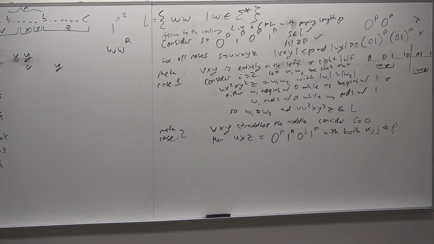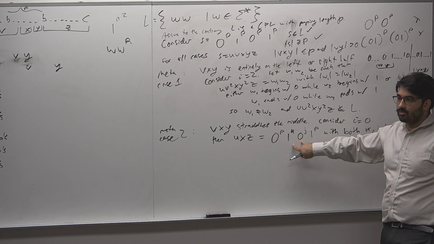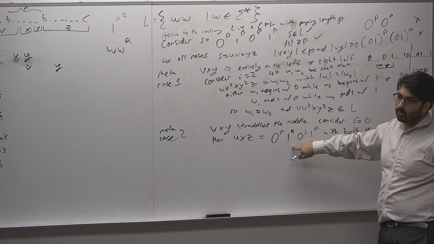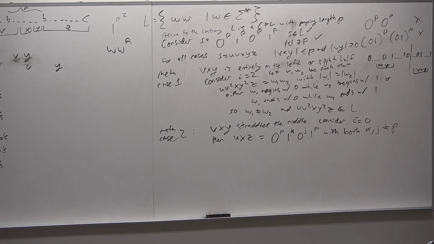If we pump down, we've removed something from those, right? So it could be the case that v is empty and then we didn't actually remove anything, or y is empty and we did remove something, whatever. Or y is not empty, we did remove zeros. But either way, we have removed some number of 1s, some number of zeros. Maybe no zeros, but we removed 1s once. We didn't remove nothing. Something was removed, right? But what's our contradiction? Why is this not in L?